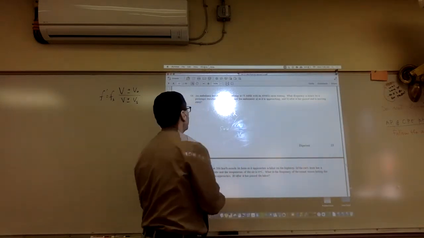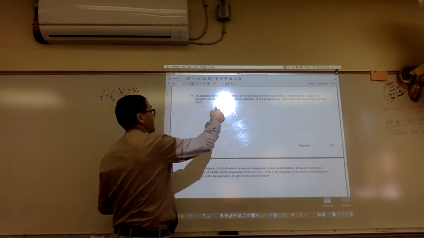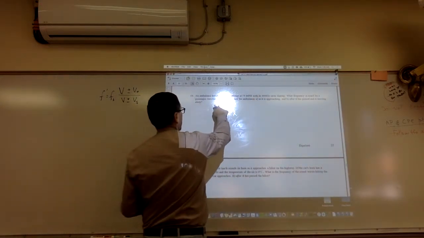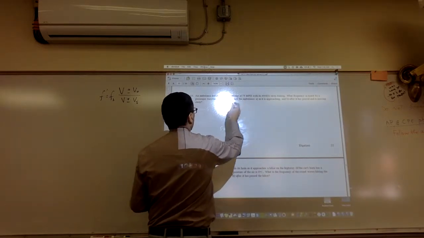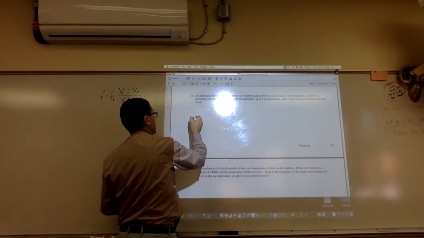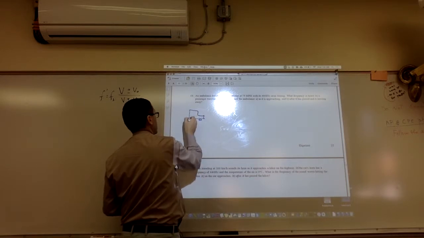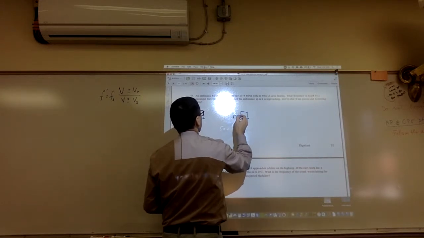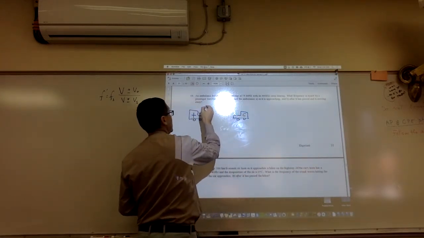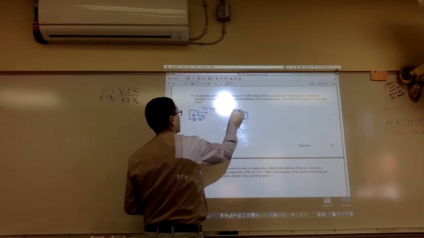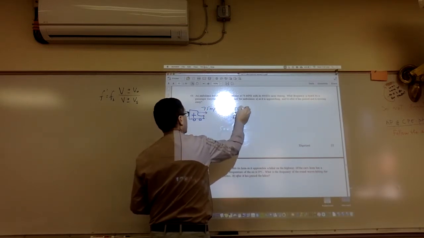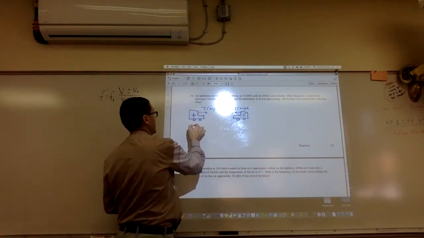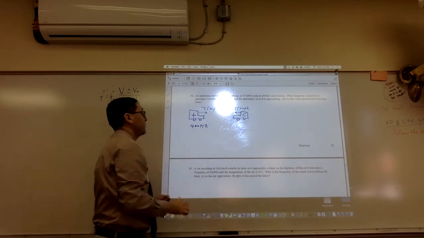All right, 64. An ambulance travels down a highway at 75 miles per hour. It's got that frequency. A car is traveling at this speed towards the ambulance, right? So let's just say this is the ambulance, and here is the car. So this one is going at 75 miles per hour. This one is going at 55 miles per hour.